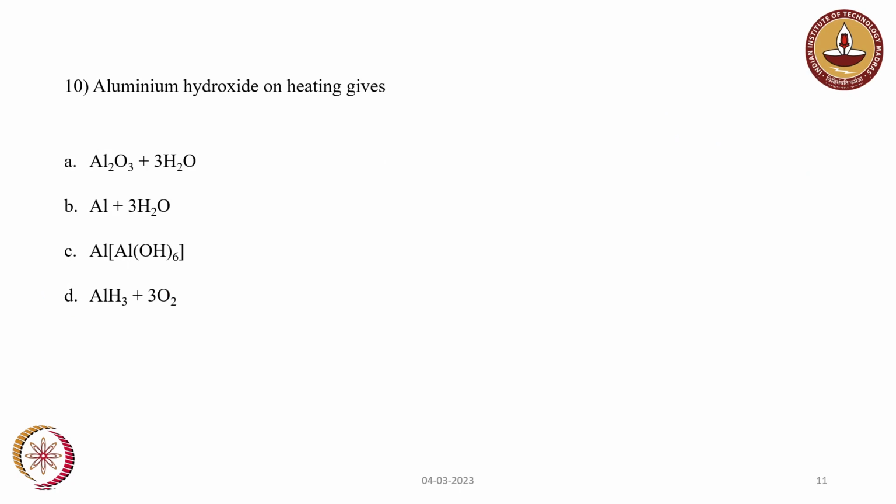Next question is, aluminum hydroxide on heating gives. Option A is alumina and 3H2O, B is aluminum plus 3 water, C is a complex of aluminum and aluminum hydroxide, and option D is aluminum hydride and oxygen. So when heated, aluminum hydroxide, Al(OH)3, will give alumina, that is aluminum oxide, Al2O3, and H2O. So we balance this: 2Al(OH)3 gives Al2O3 plus 3H2O. So option A is the correct answer.